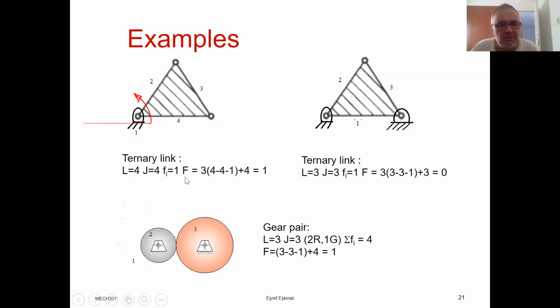So you enter this into our equation, you find that this has a degree of freedom of 1, which means that this triangular link acts like a single link, and actually it is. All these joints mean nothing, it doesn't mean that it moves. This triangle is rigid by itself. It doesn't move at all, okay?